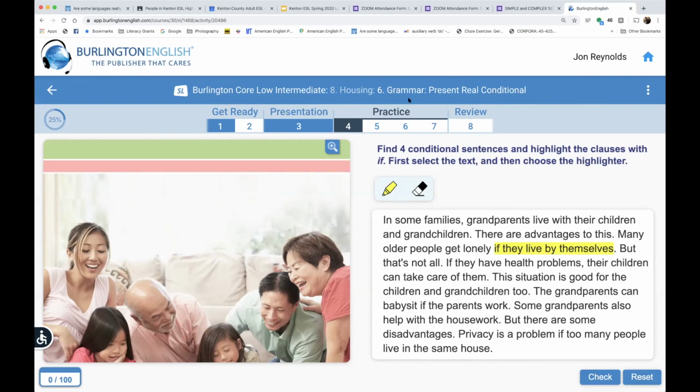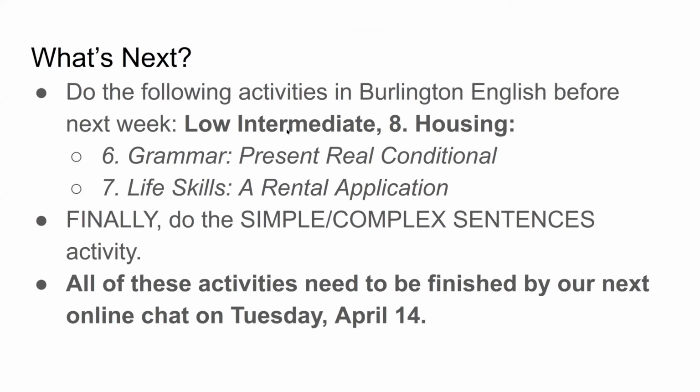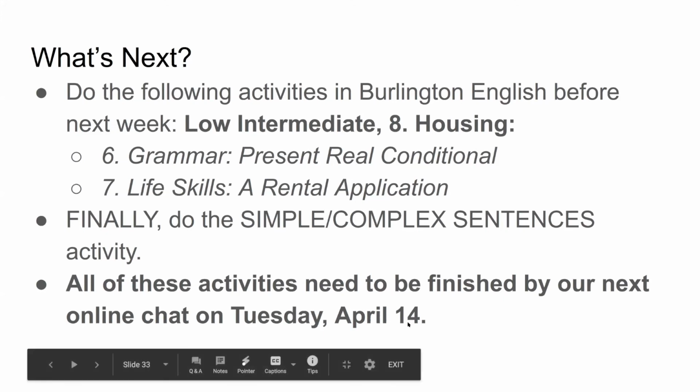So again, in this particular activity, you're going to be practicing with another kind of dependent clause, the one using the word if. Okay? Finally, when it comes to homework, please do these activities. In Burlington English, do activity 6 and activity 7, grammar, present real conditional, and the life skills activity. Then do that simple and complex sentence activity that I'm going to be sending to you. You'll have to finish it, and then I have to return it to you after I look at your answers. You need to finish it before next Tuesday, April 14th, and then I'll send it back to you. Okay?